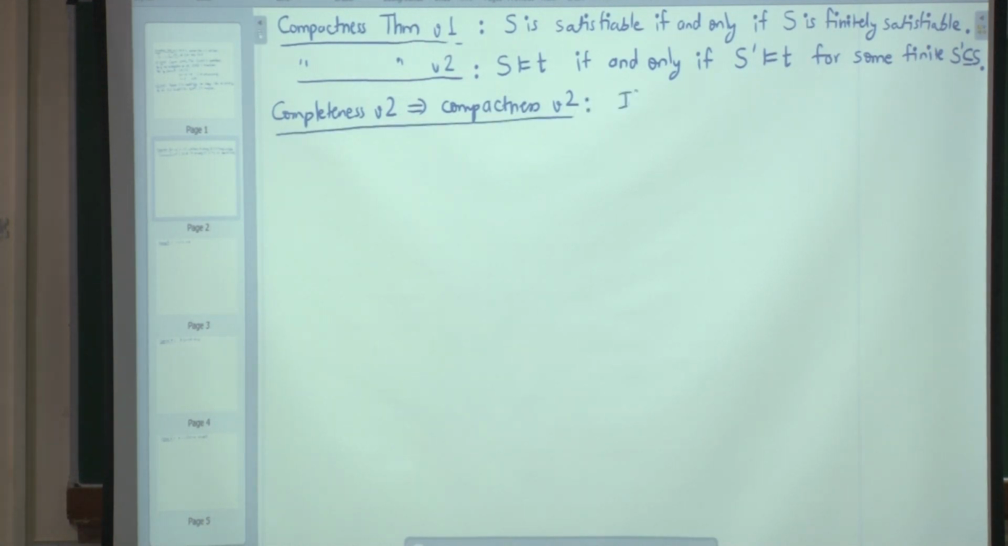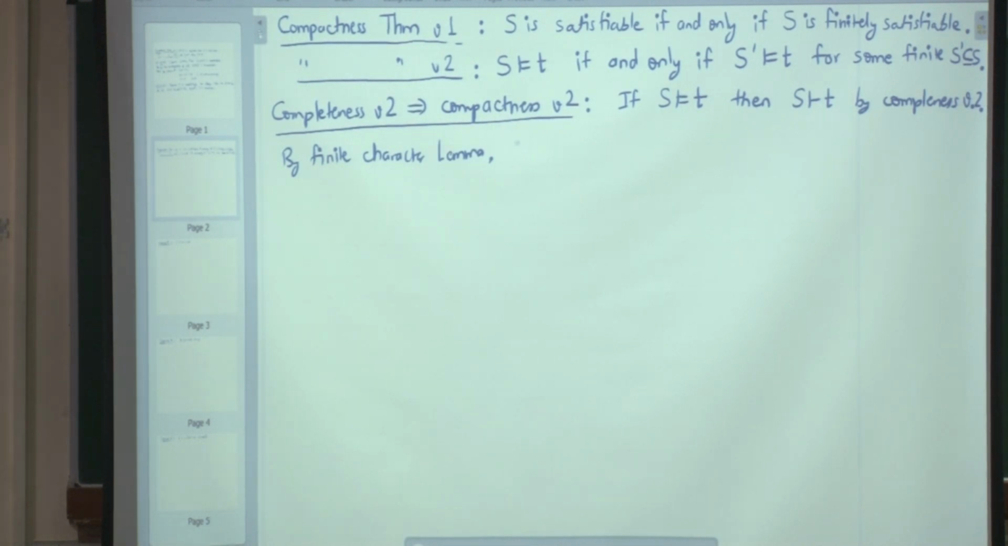Okay, if T is a logical consequence of S, then S models T, by completeness version 2. And by the finite character lemma, what do we get?